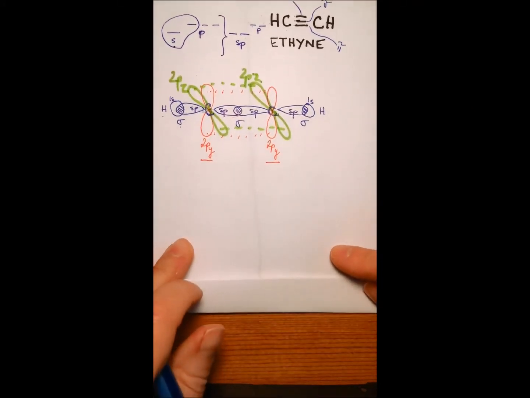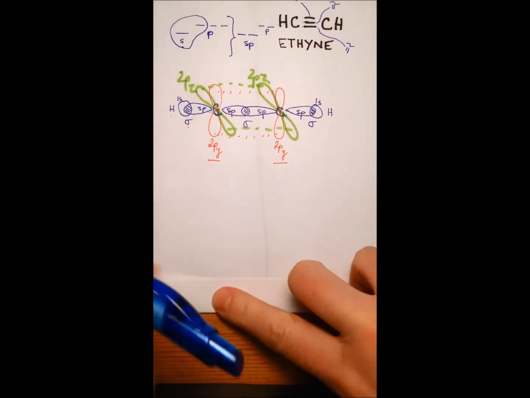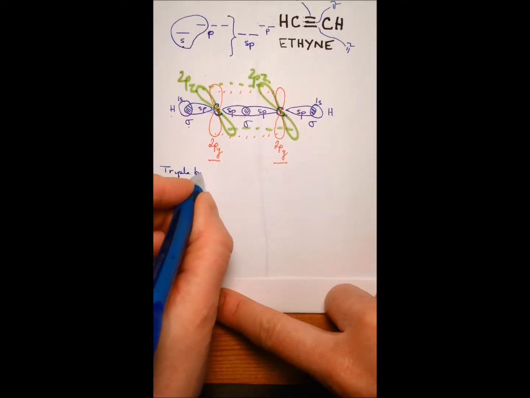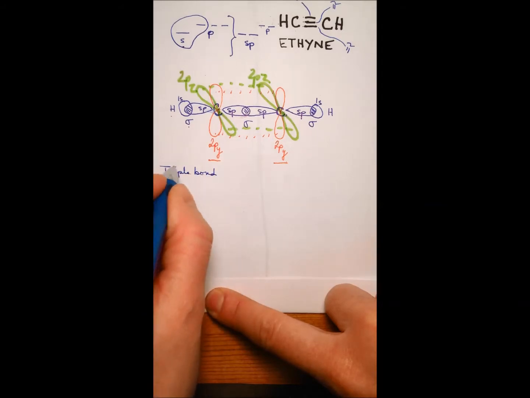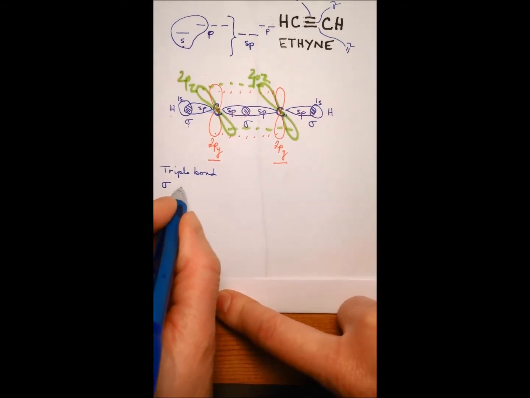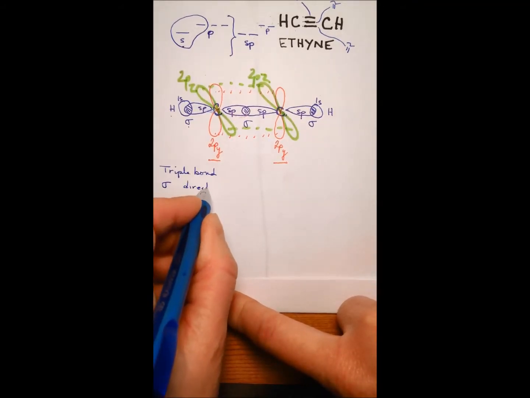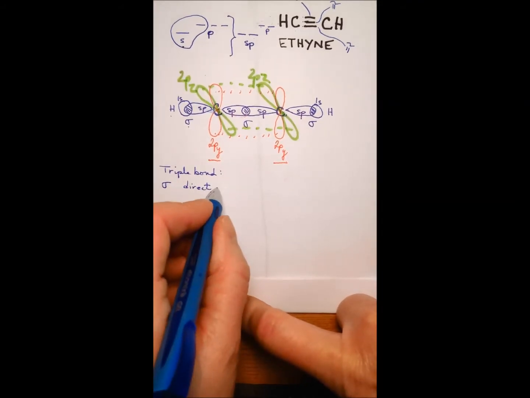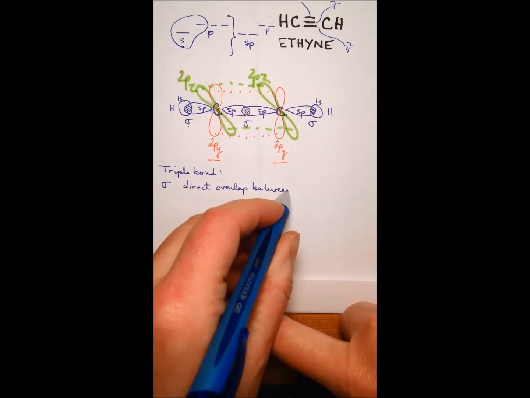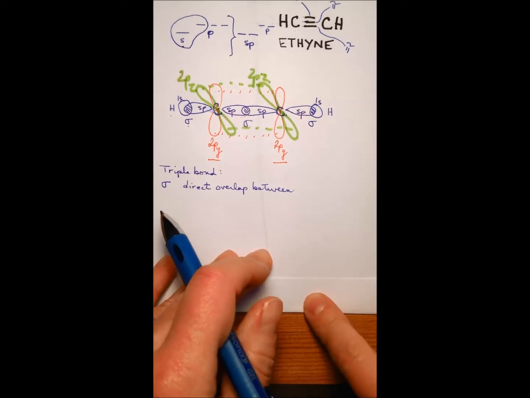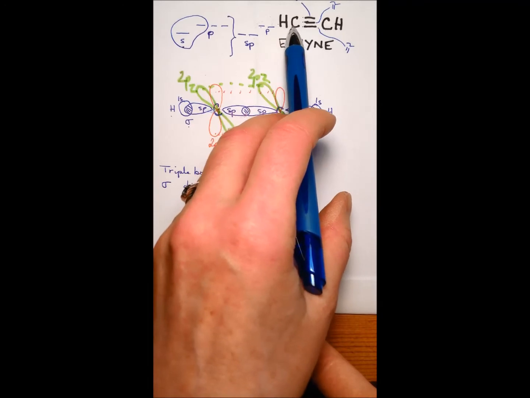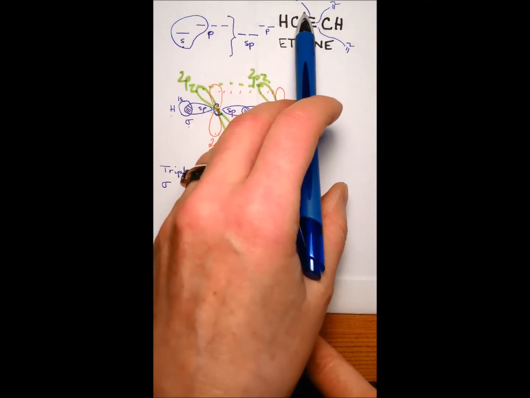Okay, so let's write this out, and then it will be complete. So my triple bond is one part sigma, a sigma direct overlap between... So I'm talking about the triple bond, the CC triple bond, okay? So I'm talking about this sigma and not the sigma between the C and the H. So I'm going to fully describe the triple bond.